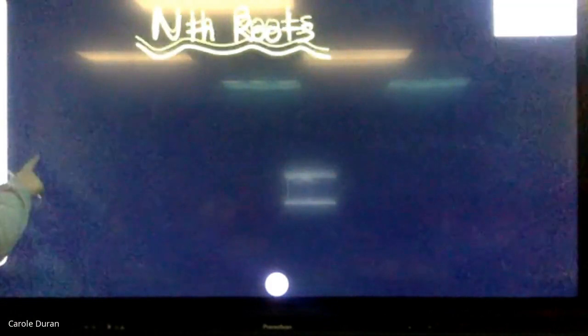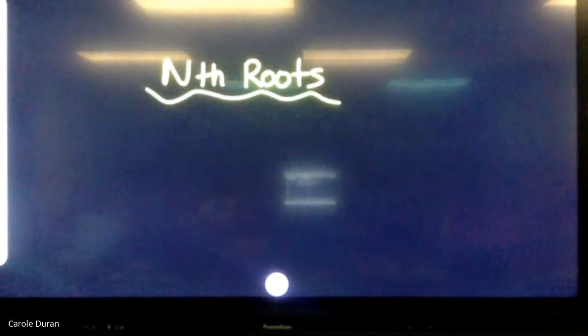So today we are doing nth roots. And roots. I know you're all so excited. The key is the nth root, like second has nd, third has rd.